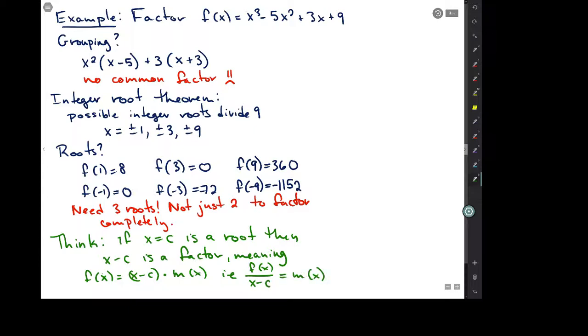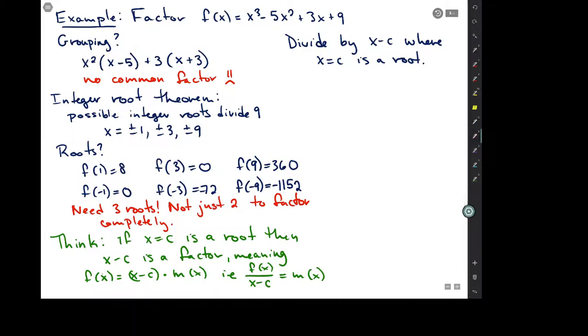a polynomial. So meaning the division is nice, and if I want to know what's the rest of this polynomial that's not just this x minus c, I can divide. So we divide by x minus c, where x equals c is a root. Now I have 2 roots here. I have x equals minus 1, and I have x equals 3, and I could do either of them. I just have to pick one.